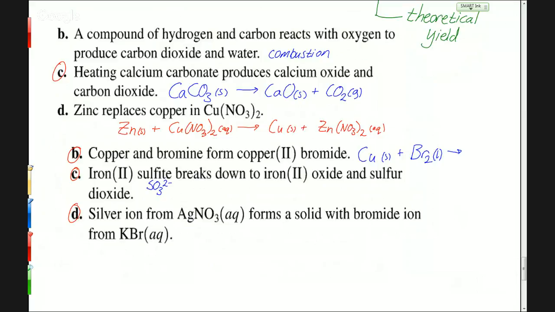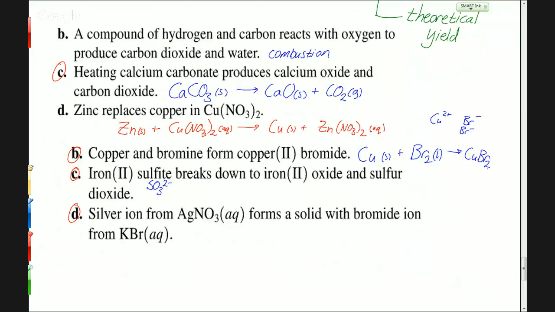Copper 2 bromide. Copper 2 is copper 2 plus, and bromide is Br minus. So that means we're going to need 2 of those to go with the 2 plus. So that's CuBr2. And that's balanced just as is. I think all these are pretty well balanced just as they are.